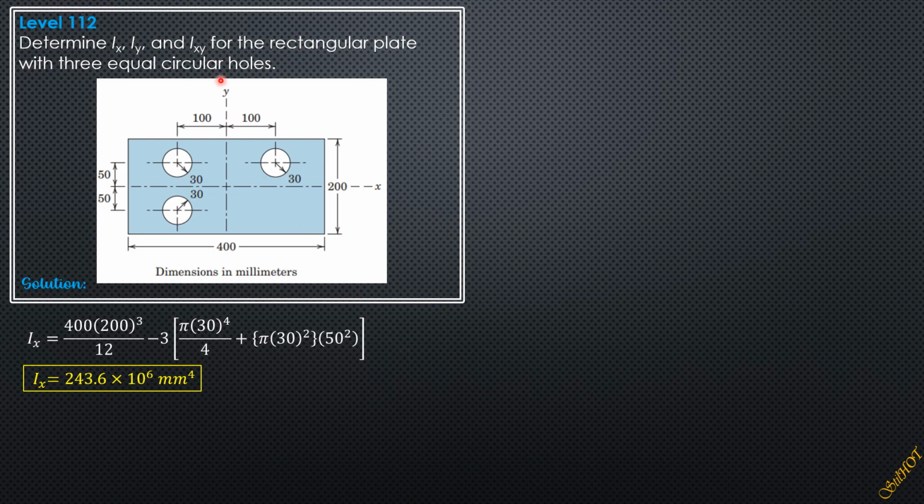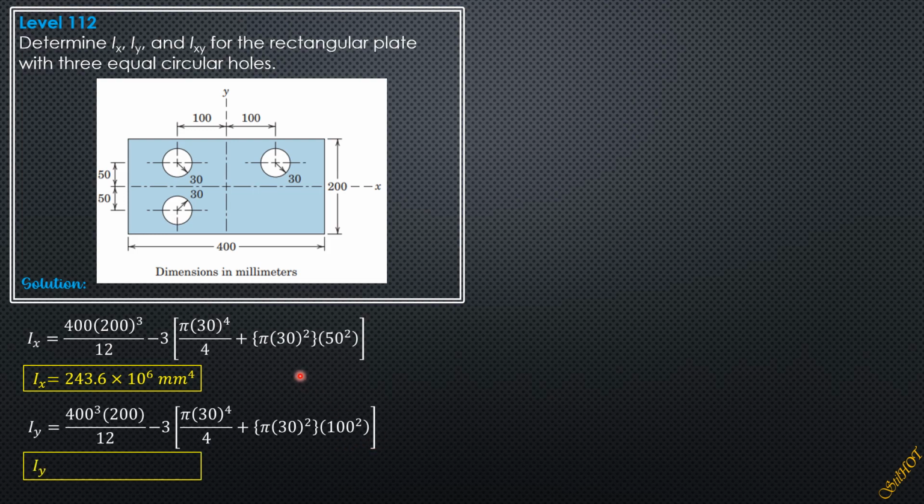Then Iy, this is also the centroidal axis of the rectangle. So it is 400 cubed times 200 over 12, then minus 3 times pi times 30 to the fourth over 4, plus the area pi times 30 squared, then x-bar squared. X-bar is 100 for the three circles. Minus 3 times pi times 30 to the fourth over 4 plus pi times 30 squared times 100 squared. Solving for Iy, Iy is equal to 979.9 times 10 to the 6 millimeters to the fourth.